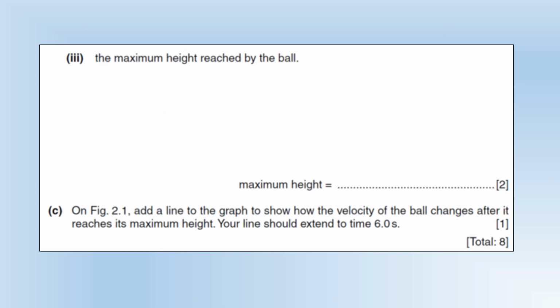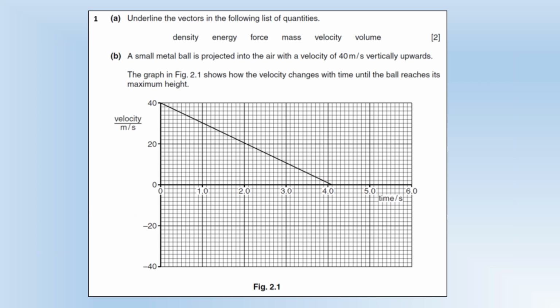Okay. So add a line to the graph to show how the velocity of the ball changes after it reaches its maximum height. Your line should extend to a time of 6 seconds. Okay, so it's going to be like this. So it's still being acted on only by its weight force. So it should have exactly the same acceleration as before, which means the gradient should be the same. So we're just going to have a straight line continuing on from 4.1 seconds all the way up to 6 seconds.